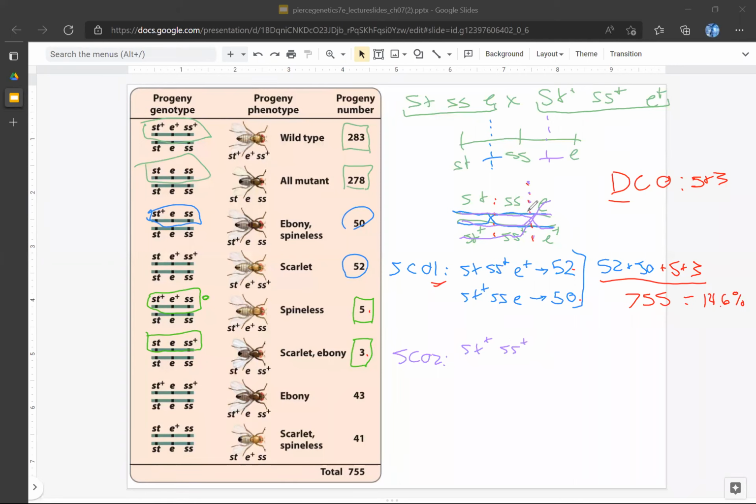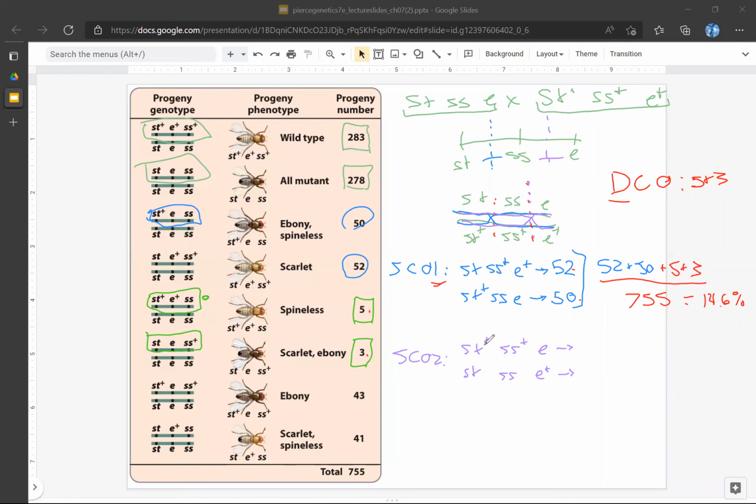And also, oh no, I forgot about that. But we can make up for it. And also we have ST, SS, E plus. These are our progeny that come from this single crossover event.